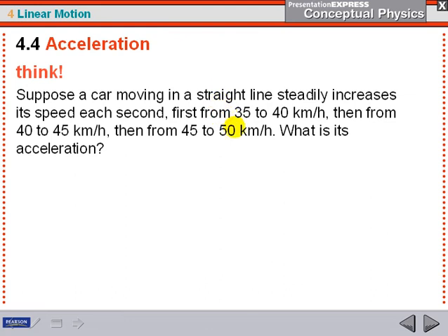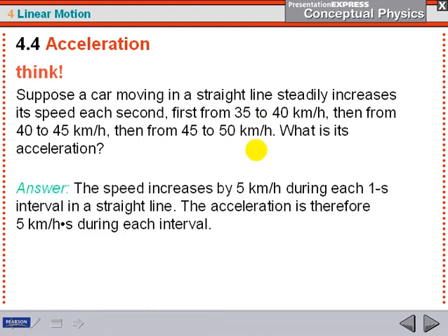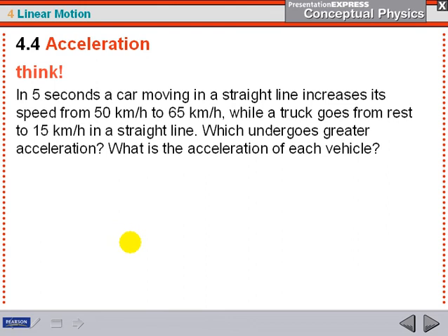Let's do an example here. We have a car that's going from 35 to 40 kilometers per hour in 1 second, then 40 to 45 in 1 second, and then 45 to 50 in a second. So what's its acceleration? Well, each second it increased by 5 kilometers per hour. So therefore, its acceleration is going to be 5 kilometers per hour per second.